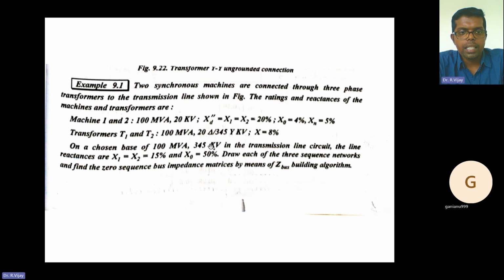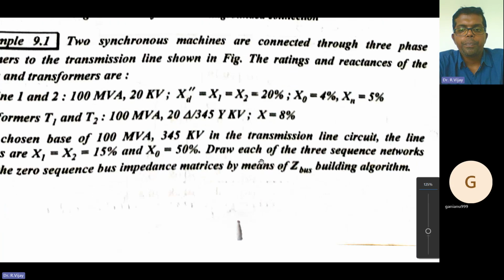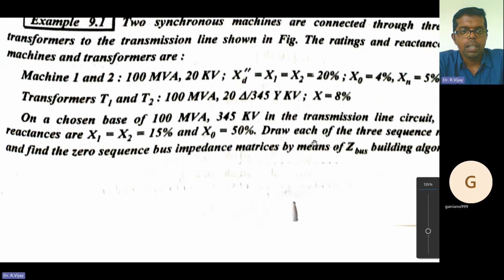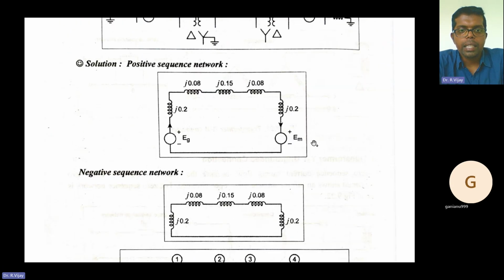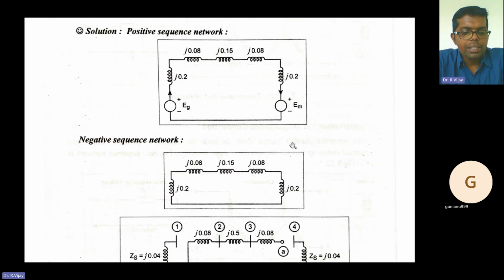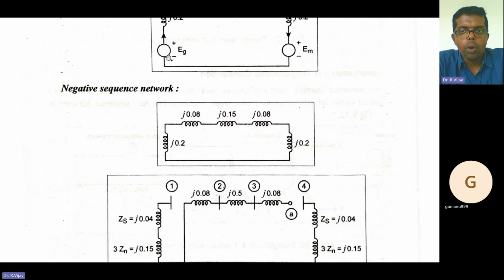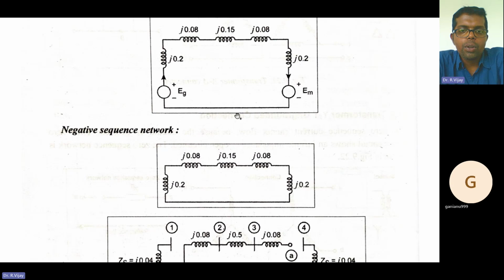Ratings of the machines are given below, and the sequence network we have already seen for the symmetrical components. The same rules are followed here. For a negative sequence network, there won't be any voltage source mentioned, so you simply take it as it is.